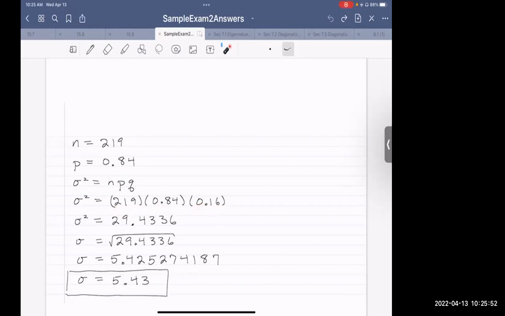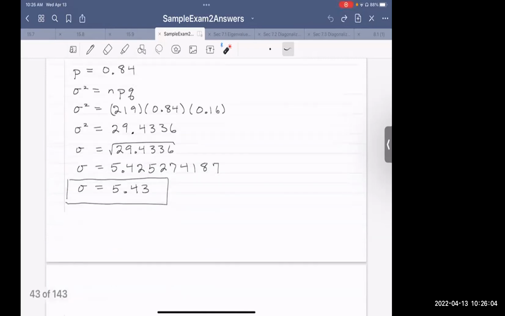So I get 29.4336. And so to find the standard deviation, I'll be taking the square root of the variance. Well, the square root of 29.4336 is 5.425274187. Let me round that to the nearest hundredth. And so 5.43.